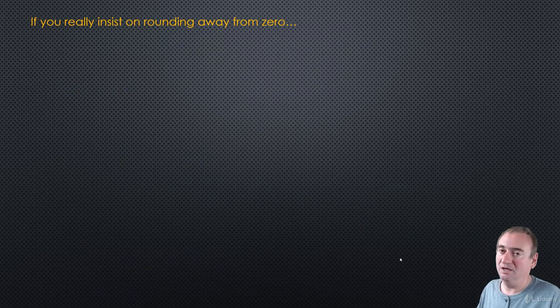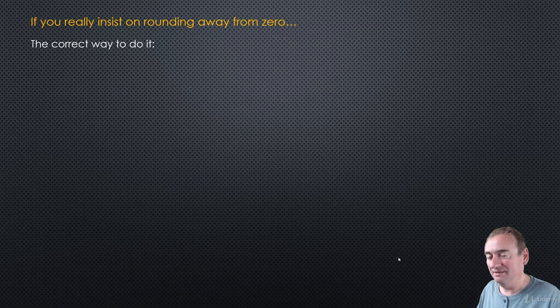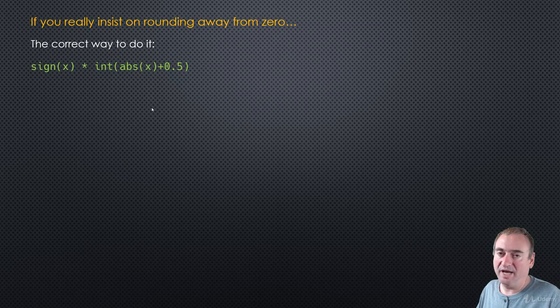So if you really insist on rounding away from 0, let's see how we could do it. Here's how we want to think about it. We first want to strip the sign of x away.